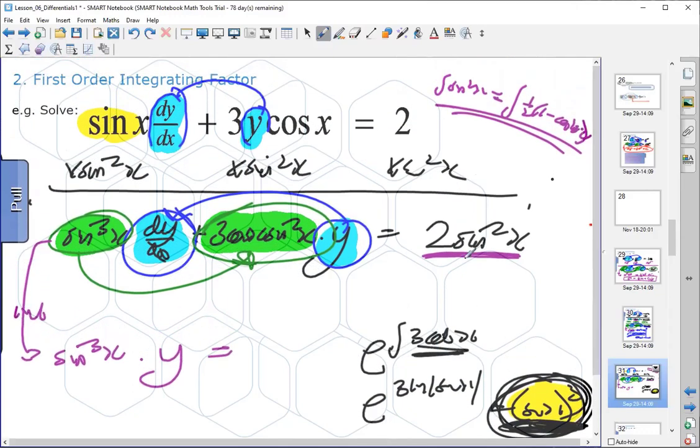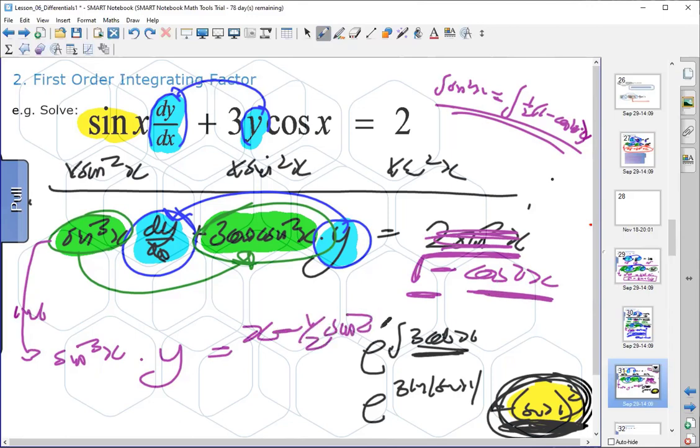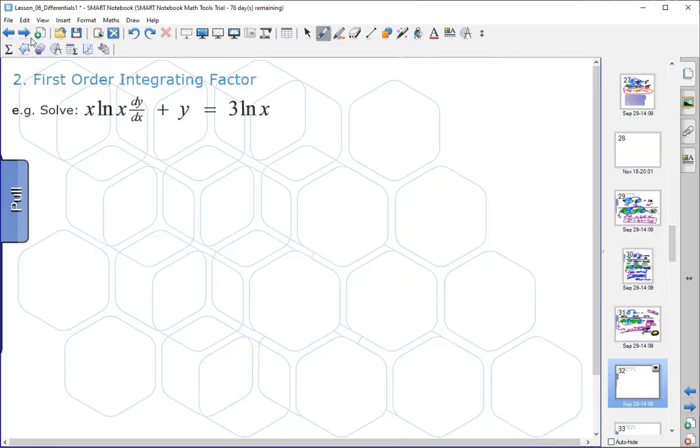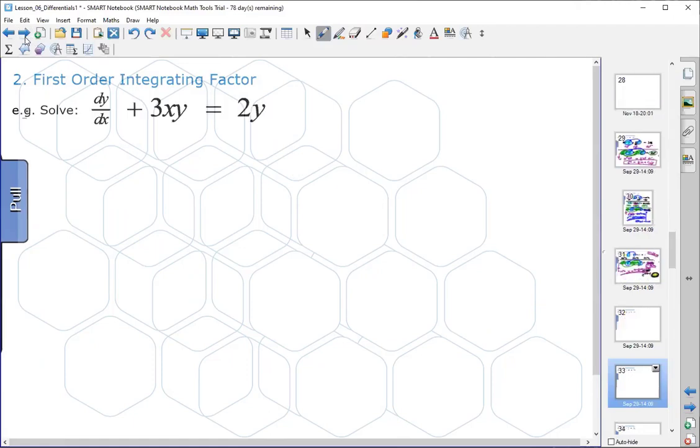Okay, so but we've got 2 sine squared x. So we're going to replace it with 1 minus cos 2x, and then integrating the 1 gives us x, and integrating the minus cos 2x gives us minus a half sine 2x, and then we need a plus c. Okay, so there's our answer. It's a bit messy, but it's okay. It's fine. Okay, we're a little bit bored of these now.